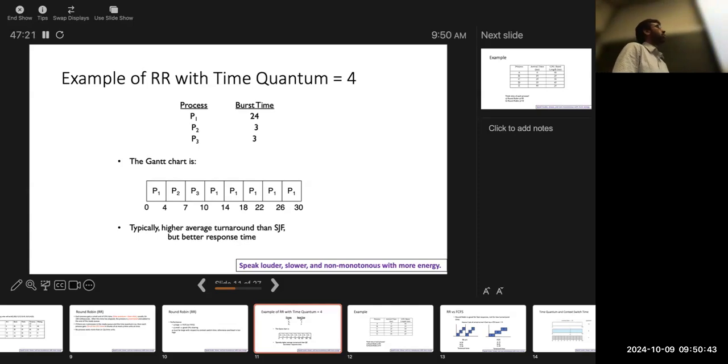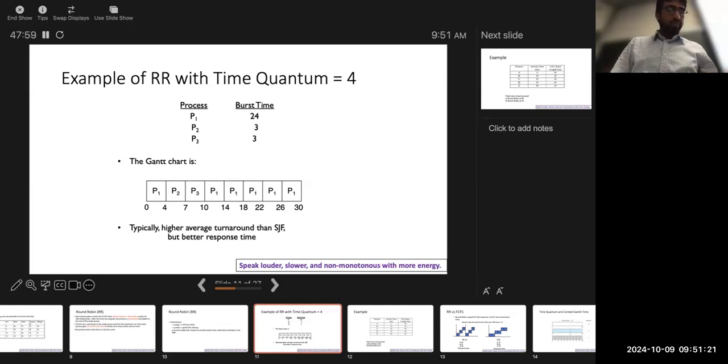So this algorithm will typically give you higher average turnaround time as compared to shortest job first, but better response time as compared to shortest job first. So why better response time? Because you are making sure that no given process occupies the CPU for more than the quantum time units. Unlike FCFS, as you remember, in FCFS it depends upon your burst time how long you keep the CPU.